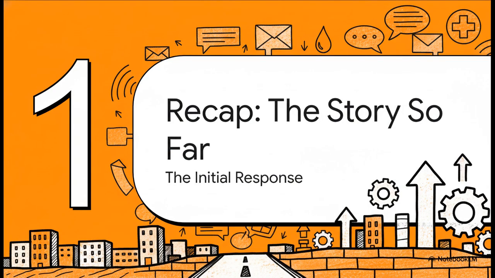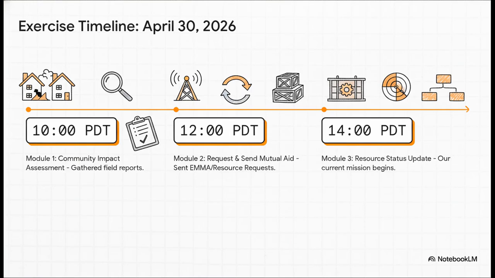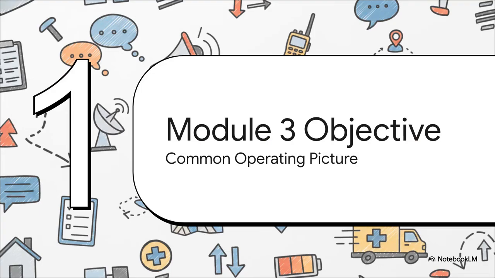First things first, let's do a quick recap to set the stage. Everything you've done up to this point has been leading right here. Remember, at 10 a.m., we kicked things off with Module 1, where you were gathering field reports and assessing damage. By noon, you were deep into Module 2, developing and sending out those vital EMA requests for mutual aid. And that brings us to right now, 2 p.m., and the official start of our current mission, Module 3, the Resource Status Update.